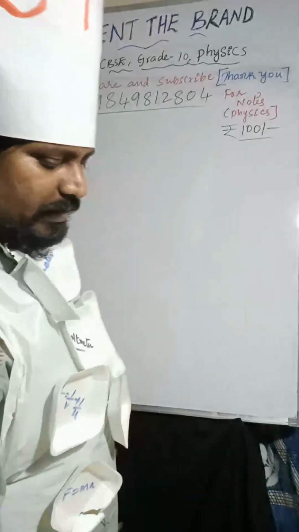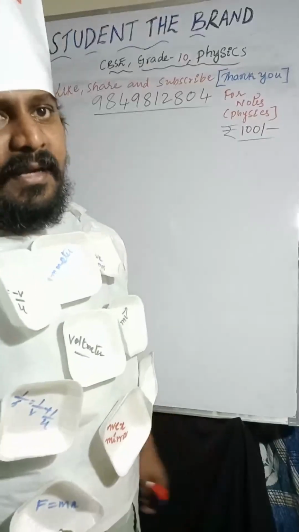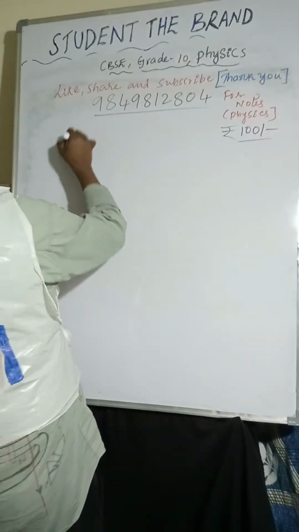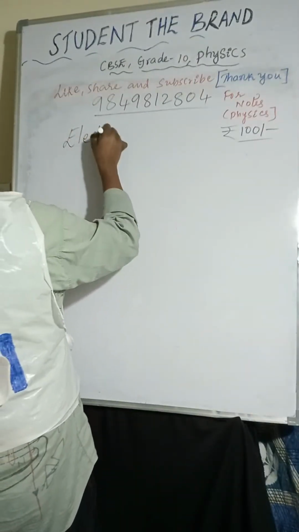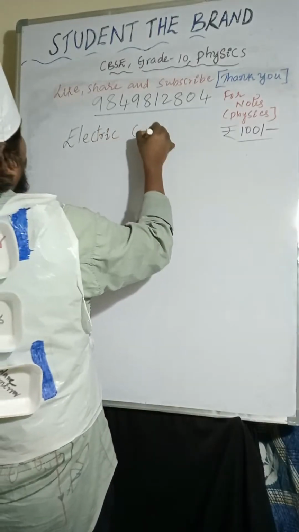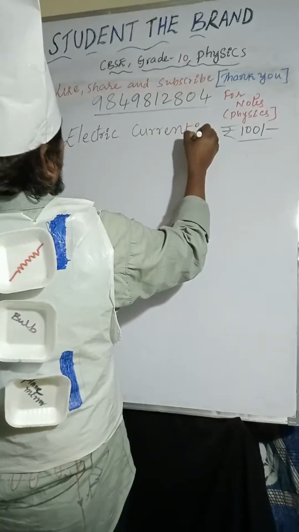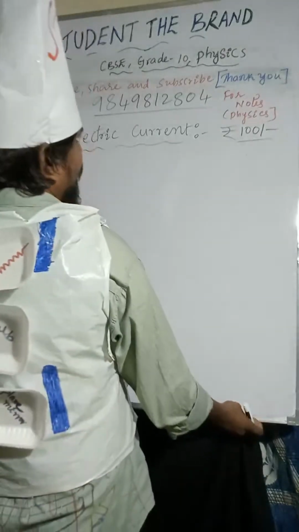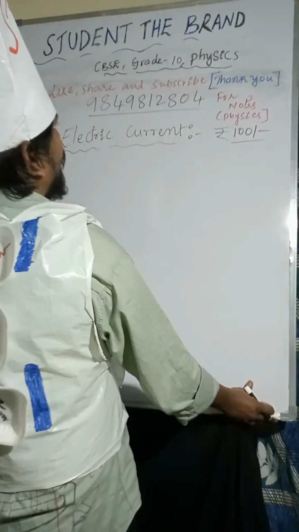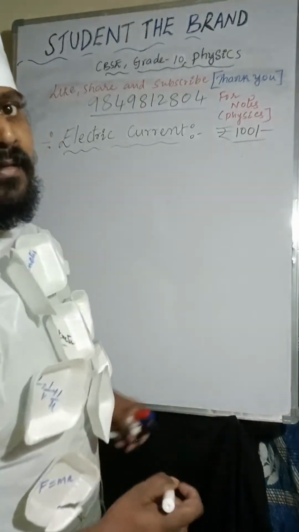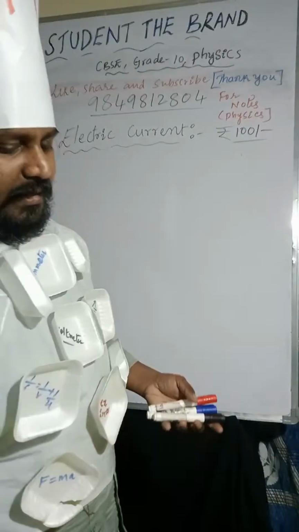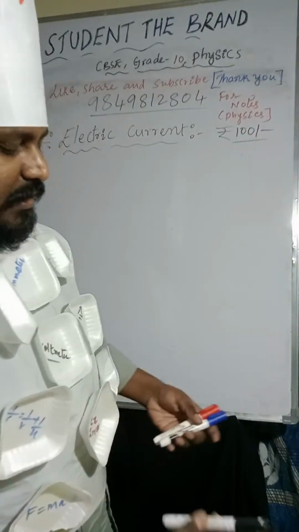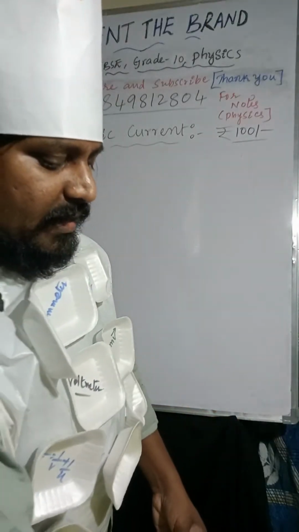Now we are going to discuss electric current. The rate of flow of charge is called electric current. I equal to Q by T. The SI unit of electric current is ampere, the SI unit of charge is coulomb, and the SI unit of time is second.